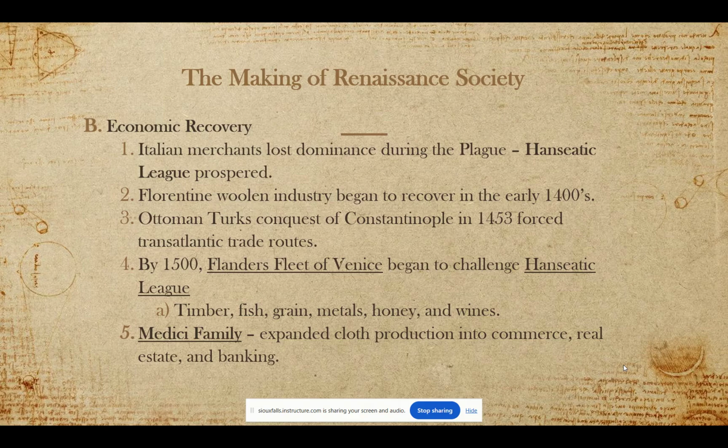So, by 1500, the Flanders fleet of Venice began to challenge the Hanseatic League, which had dominated the timber, fish, grain, metals, honey, and wine trade. The Mediterranean traders benefited also from the Hanseatic League dealing with a big change in the herring migration during this time period.